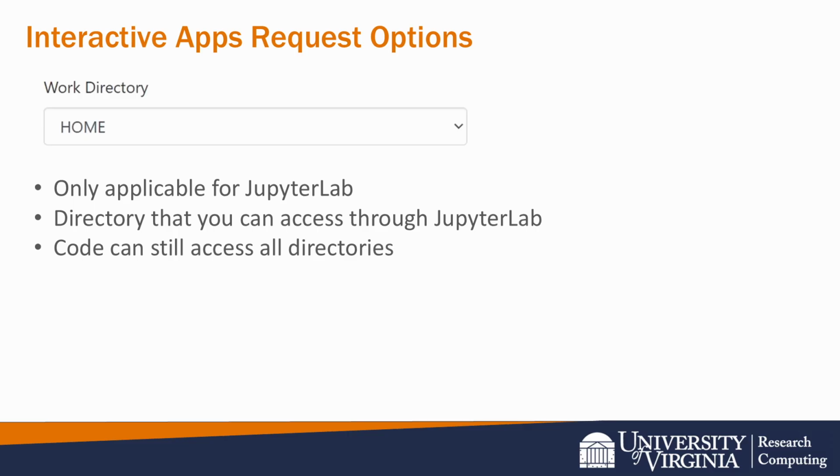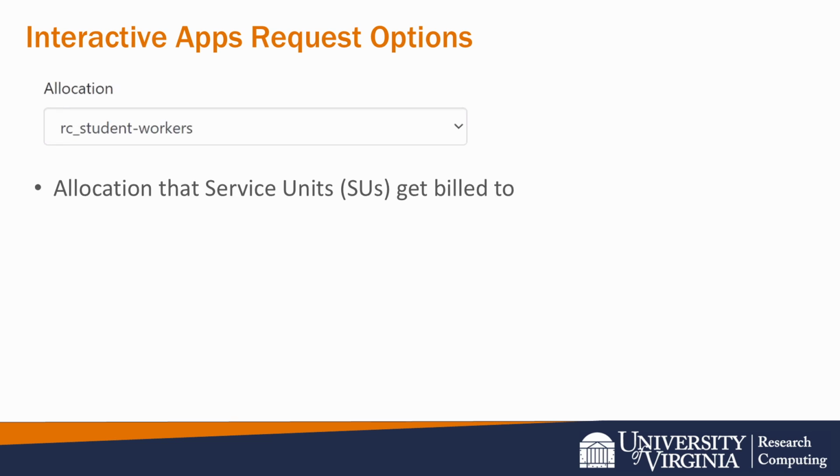I'll select Home here. Then there's the dropdown for your allocation. It should be autofilled with one already, but you can click on it and select between the different allocations you're a part of if you're a member of multiple. This allocation is where the service units you're using get billed to.